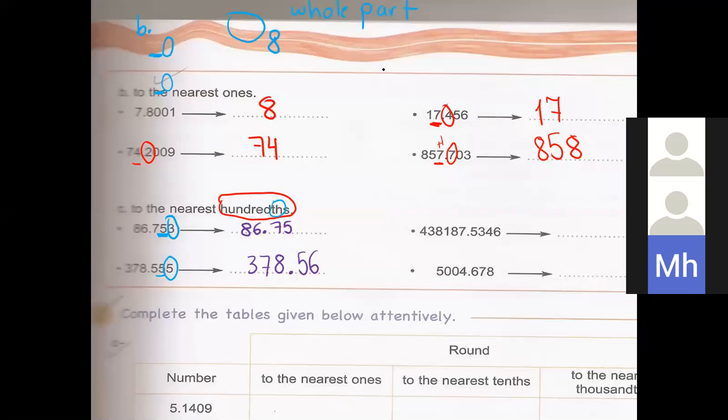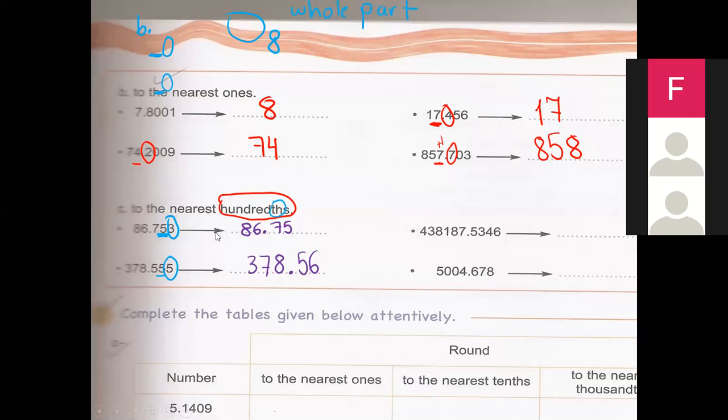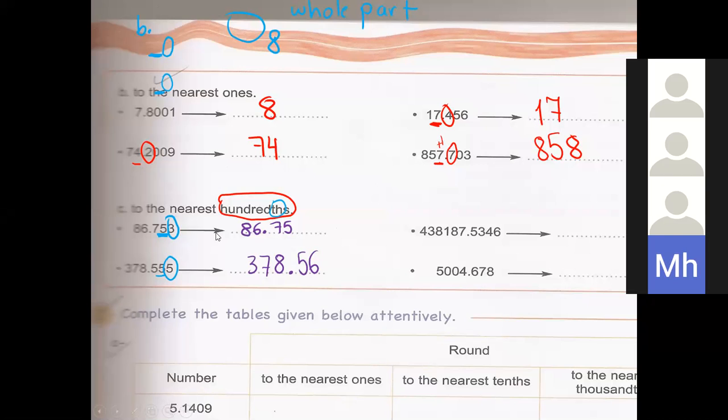438,187.5346. Which digit is the 100? Hurry up, Ranim. Teacher, which digit is the 100? Start, please.